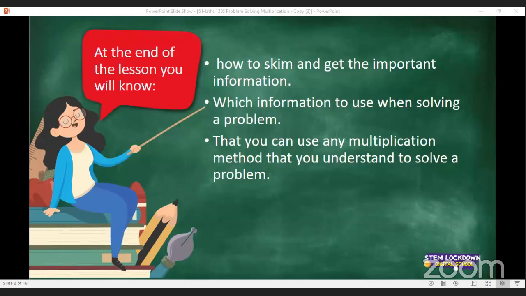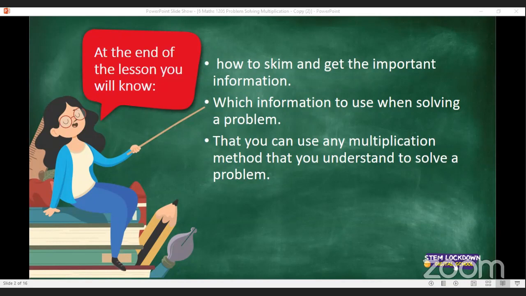Okay, so by the end of the lesson today, you will know how to skim and get the important information on problem solving. And then you're also going to know which information to use when solving a problem. And you also know that you can use any multiplication method that you understand to solve a problem.